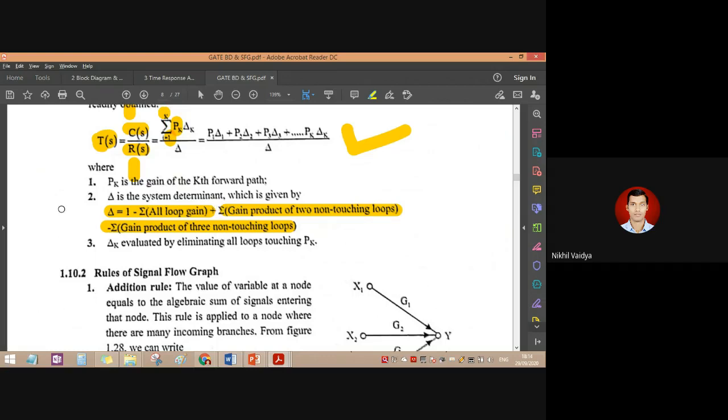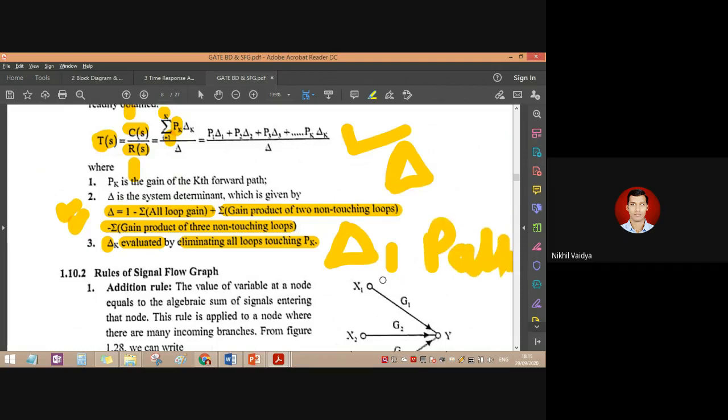Okay, so this is the value of delta. And what is delta K? Now, if you have calculated delta, delta K is ready. It is evaluated by eliminating all loops touching PK. What does it mean? If I am calculating delta 1, then you have to calculate the value of delta in such a way that you eliminate path 1 in that particular transfer function.